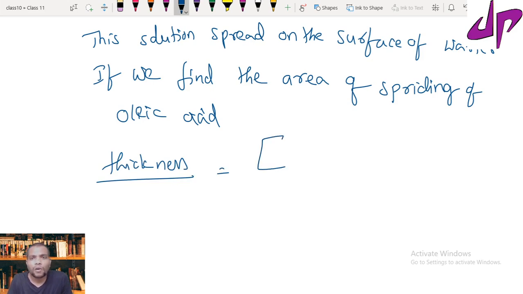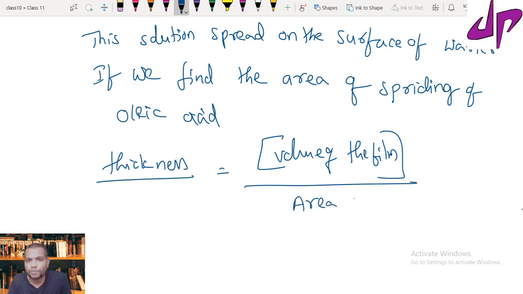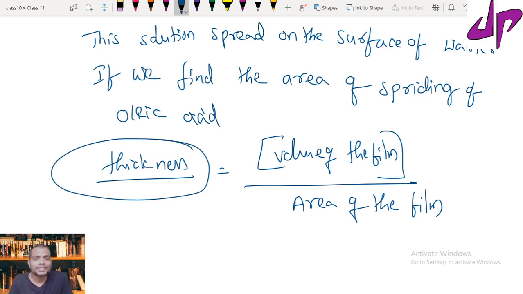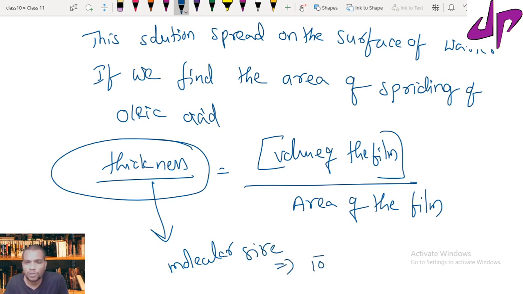We know the volume of the solution, or volume of the film after spreading, divided by the area of the film. If we divide the volume by the area, we are left with the thickness. So we can find the thickness of the spreading oleic acid on the water. That thickness is equal to the molecular size. This molecular size we can calculate up to the order of 10 power minus 9 meters.